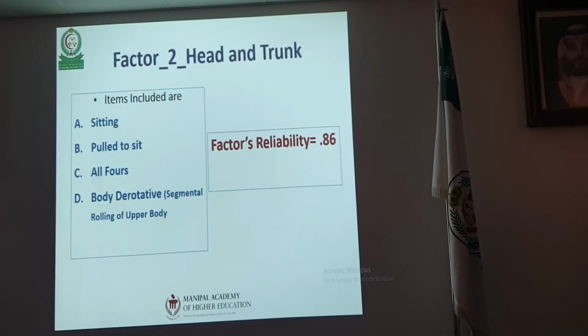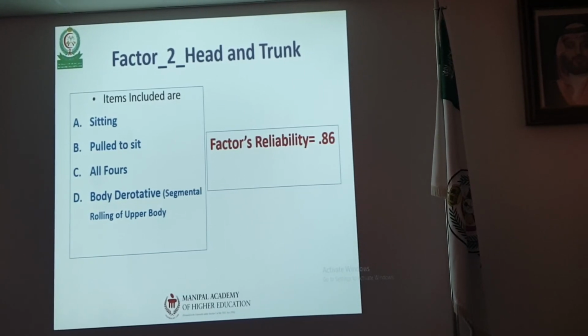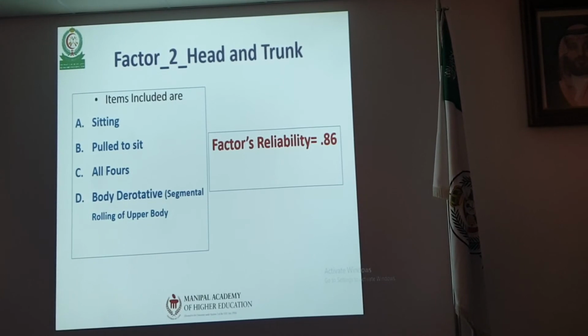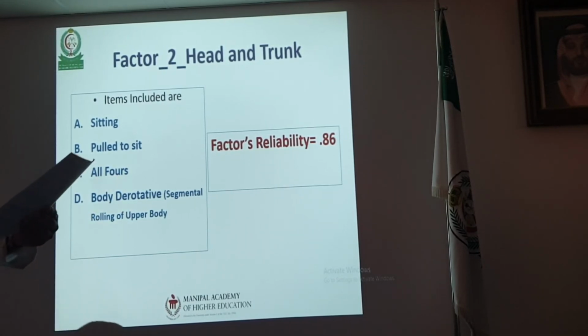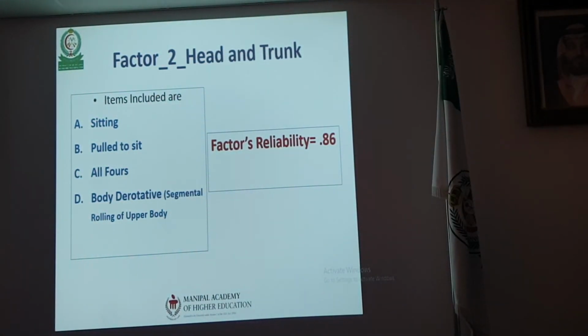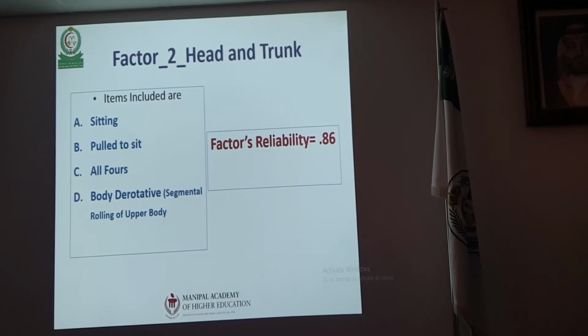Okay, so we go to the second factor. This is the second factor, that is head and trunk, and it talks about the posture of head and trunk. Items included in this are sitting, pull to sit, all fours, and body derotative. Here comes the sitting position, that is item number 15, and then you have pull to sit, items 10, 11, 13 and 14. Okay, that is your pull to sit, body derotative. Then prone position and then sitting position. These all come under factor number 2, that is head and trunk. Its reliability is once again 0.86. Is that clear? Yes.